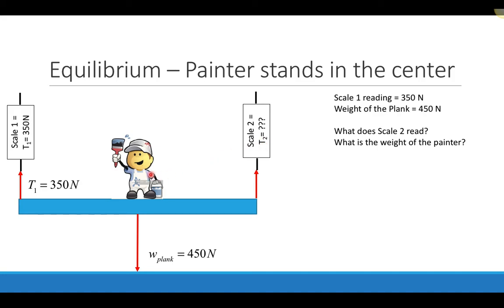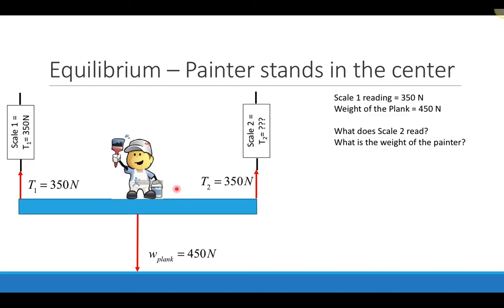The painter is also standing exactly in the center, and that's also important here. So that means that if he's in the center and the weight of the plank is acting in the center, both of these scales have to read the same value. So if the left-hand scale read 350, then the right-hand scale would also have to read 350. And so this problem is a little deceiving.